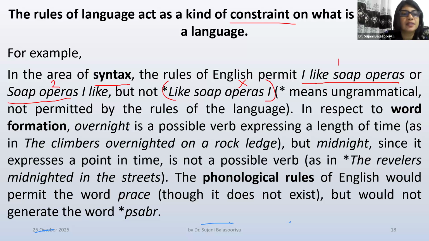Okay, right. And when we talk about the word formation level, that means the morphology level, that is the second example. Why are we now talking that rules are constraints?